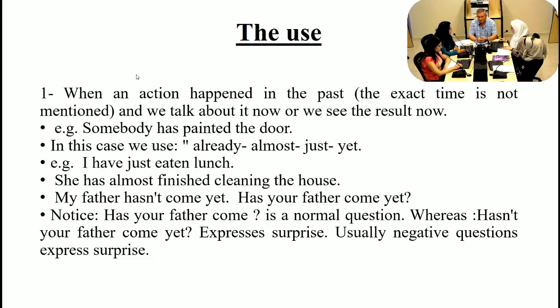I have just eaten lunch. She has almost finished cleaning the house. My father hasn't come yet. Has your father come yet? This is a question. Without yet, sorry, has your father come is normally a question. But when we use the negative in the question form, it's to express surprise. Like, sorry, hasn't your father come yet? This is surprise. So we usually use negative questions to express surprise. I have already written an email. This is about already. Yeah. Miss Maher next.